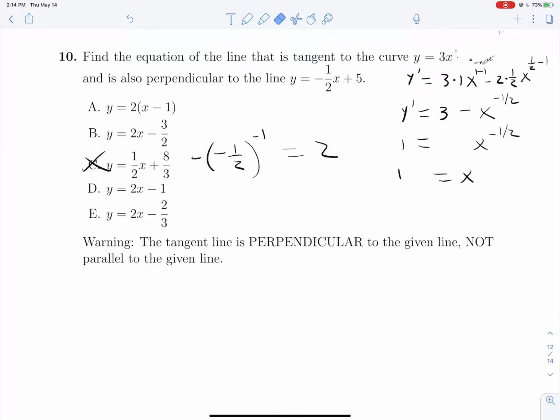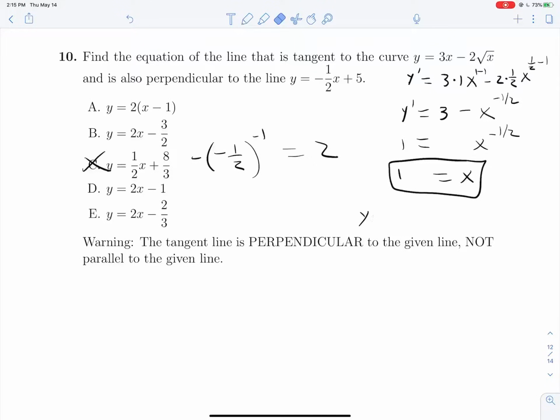At x is equal to 1, what is the y value of this function here? We'll need that for our point slope form of our line that we eventually write out, because we know this is our x value for our point slope form. We only need one more value here. So let's plug that x in.